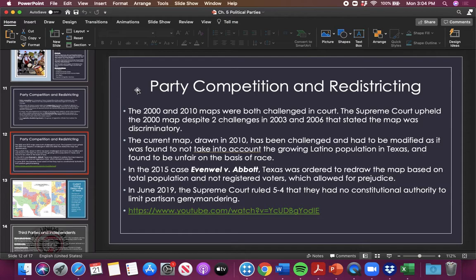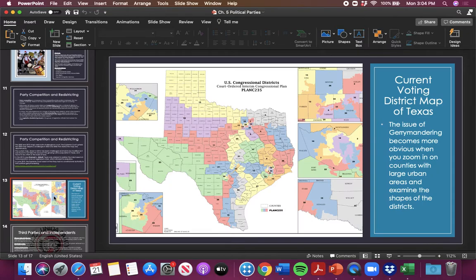In June of last year, 2019, the Supreme Court ruled 5-4 that they had no constitutional authority to limit partisan gerrymandering. So, again, the court says in 2019 that states can do this on the basis of party affiliation, but not if it is discriminatory on the basis of race. And there's a link here to a really good video that kind of explains how gerrymandering works, so I highly recommend watching that. And then this slide is a look at the map in Texas.